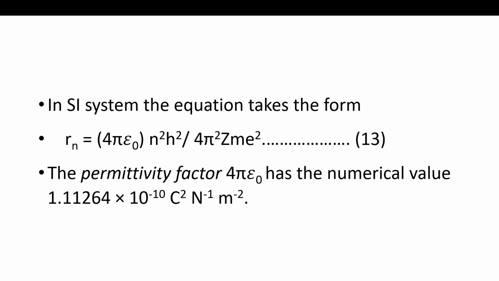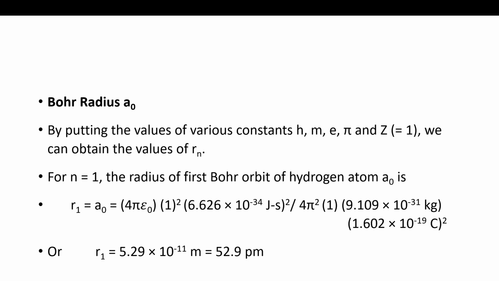In the SI system, the equation takes the form rn equals 4 pi epsilon n squared h squared upon 4 pi squared m Ze squared. Here 4 pi epsilon is called the permittivity factor. Its numerical value is given here. By putting the values of various variables and constants, we derive the first Bohr orbit equal to 5.29 × 10^-11 meter. That is 52.9 picometer.